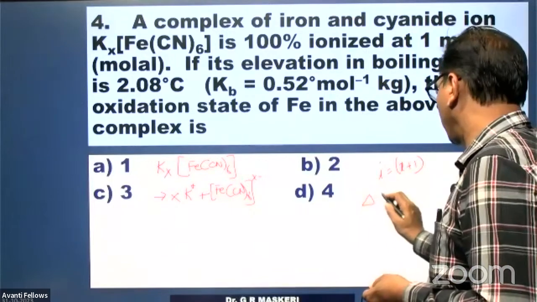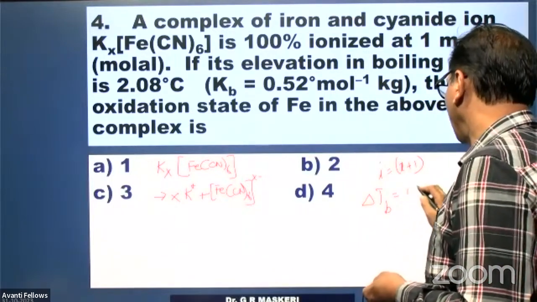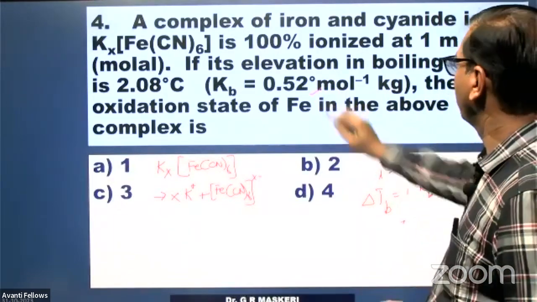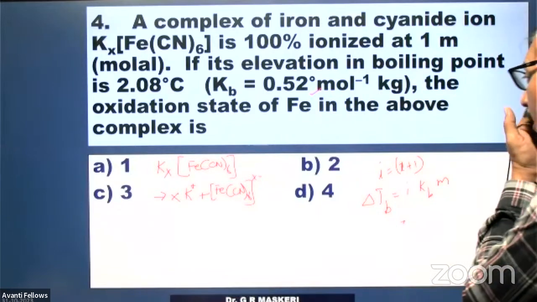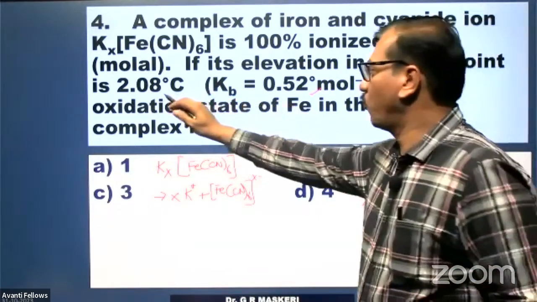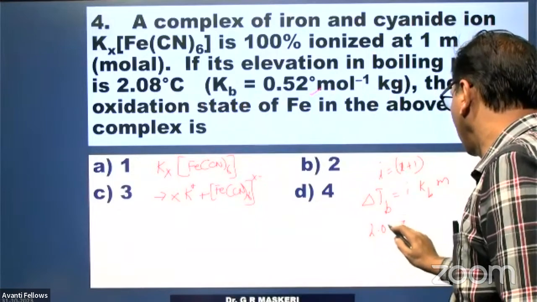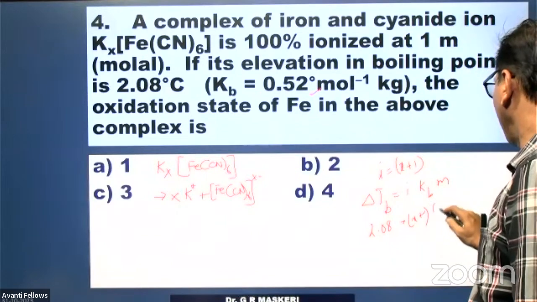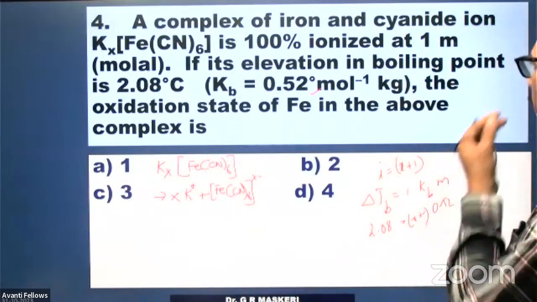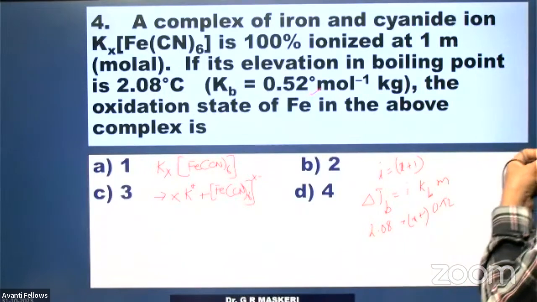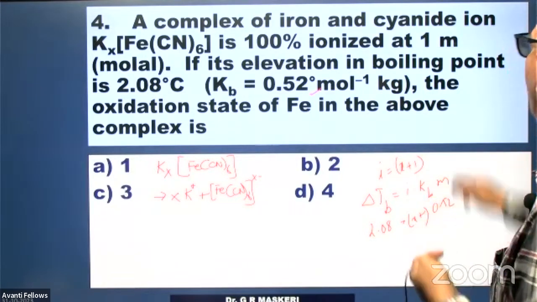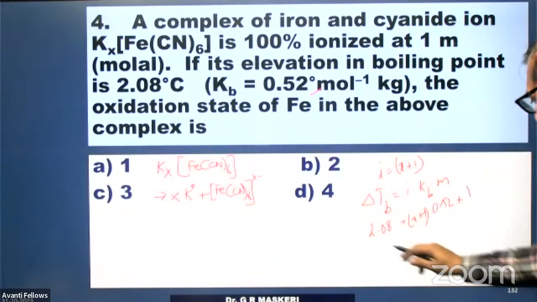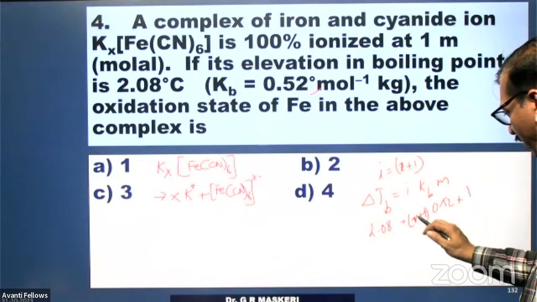Then, taking that X plus 1, you have to make use of this: delta Tb is equal to i Kb into molality. Kb value is being given, and delta Tb value is being given, 2.08. I value is X plus 1. Kb value is 0.52. And molality, this is a 1 molal solution, so that is 1. So in this equation, you have to get the value of X.